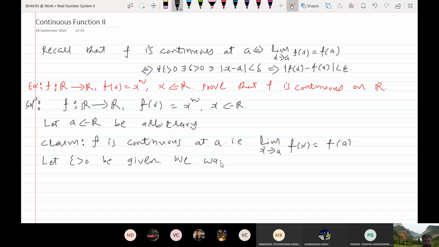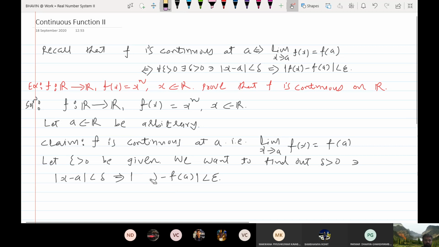We want to find out delta greater than 0 such that whenever |x minus a| is less than delta implies |f(x) minus f(a)| is less than epsilon. So what is f(x)? You can replace f(x) by x raised to n. And what is f(a)? It will become a raised to n. So I want to find out delta so that it satisfies this condition.